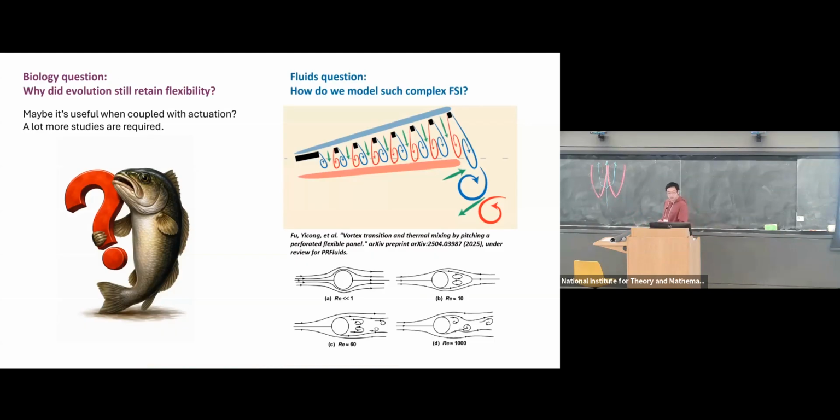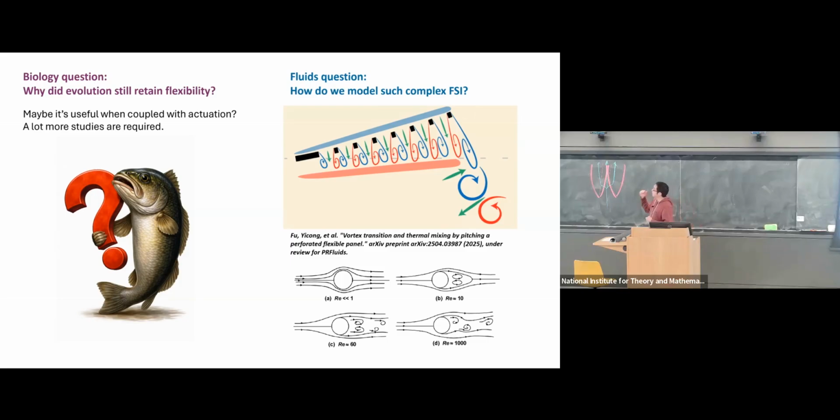So going back to the questions that I had, from the biology side, why do they still need flexibility? Maybe it's because they want to induce these vortex transitions to maintain a good material exchange across different parameters. But of course, there is a lot more to be done to really study this.